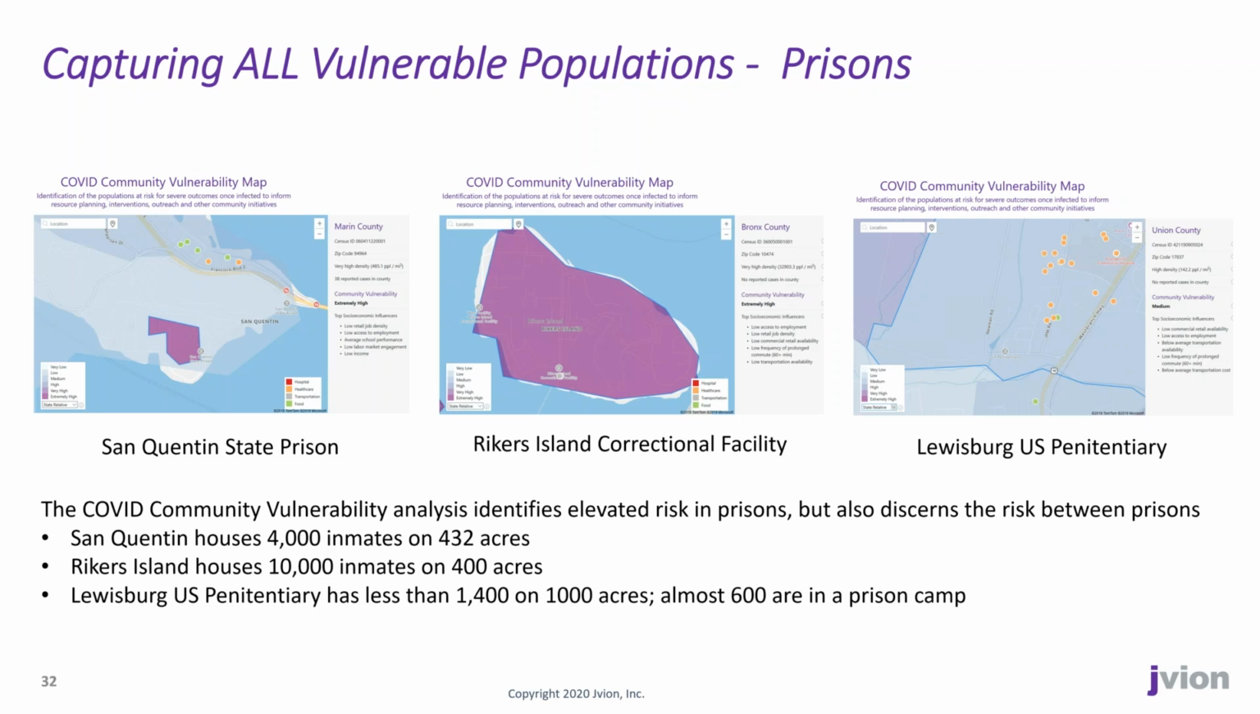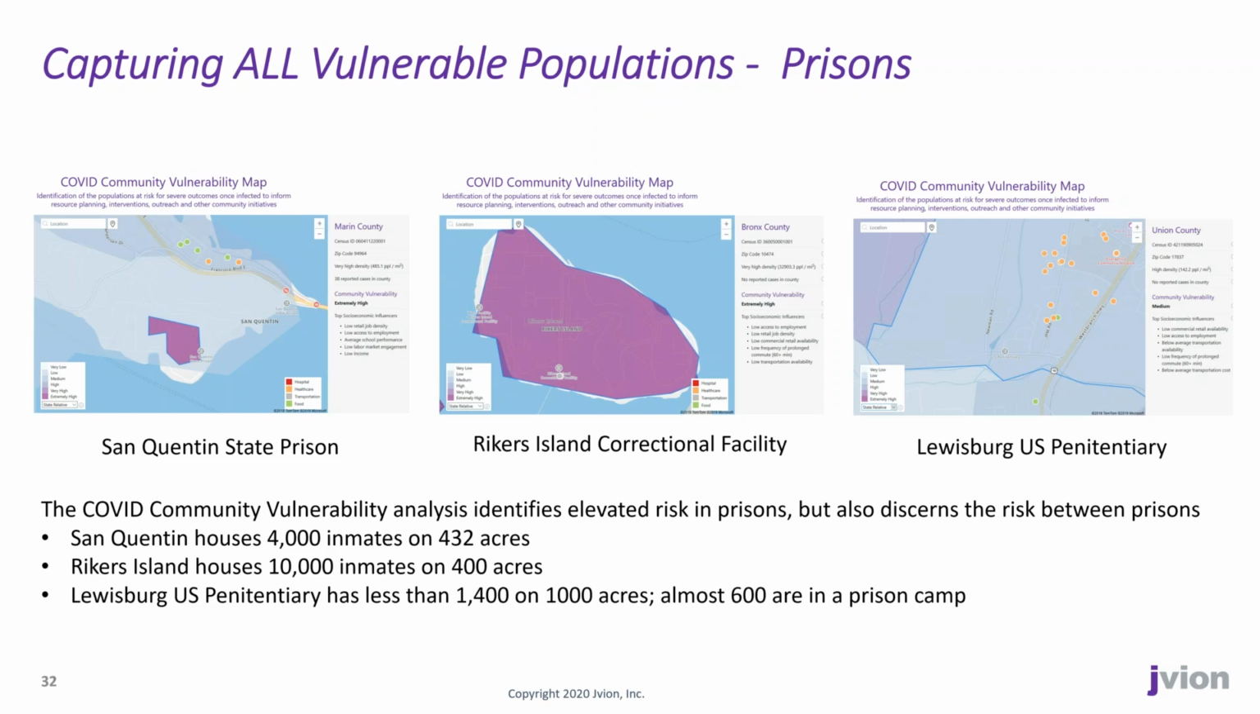So we dug into San Quentin, that houses almost 4,000 inmates on 400 acres. They were extremely high risk. We dug into Rikers Island, that houses 10,000 inmates on 400 acres. They were also extremely high risk. If you dig into Lewisburg Penitentiary, that has 1,400 inmates on 1,000 acres, and 600 of those are actually outside the wall of the prison in a prison camp, they're at elevated risk, but they're at a medium risk. So the methodology that we're using does detect the risk in prisons, but also is able to gradate the risk based upon the density in that prison and the likelihood that they're crowded.